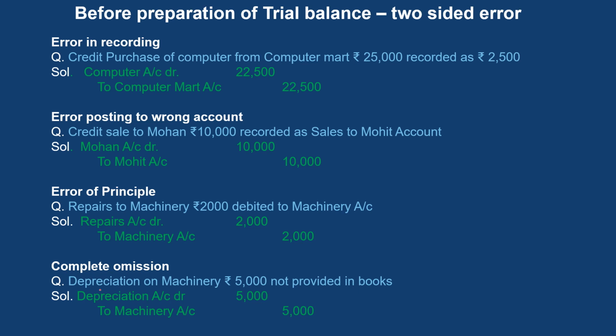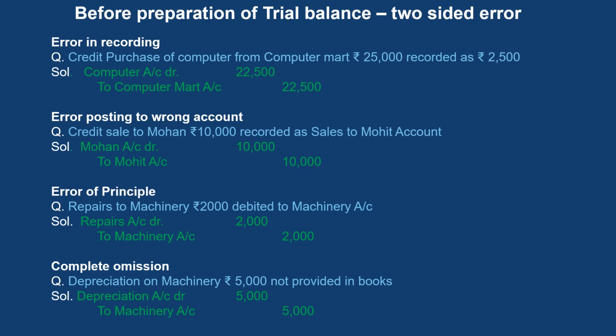Take this example. Depreciation on machinery 5,000 not provided in books. So you forgot to provide depreciation of 5,000. What do you do? You record it. So when you provide depreciation on an asset, you debit the depreciation account and credit that asset. So that is what we have done here. Depreciation account debit 5,000 to machinery account 5,000.